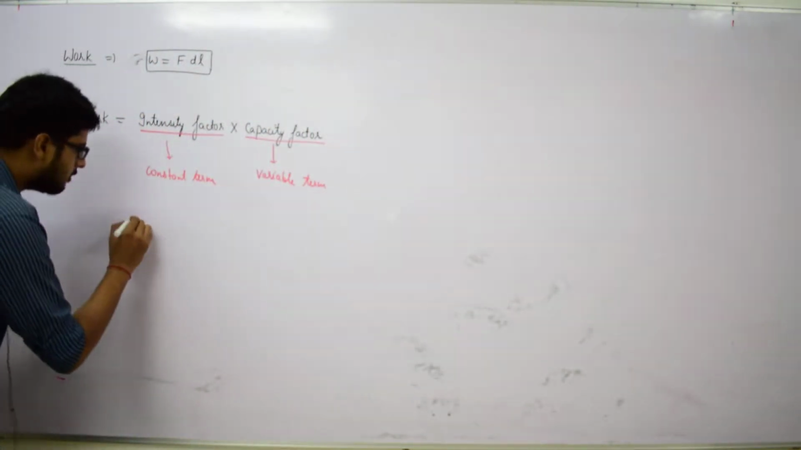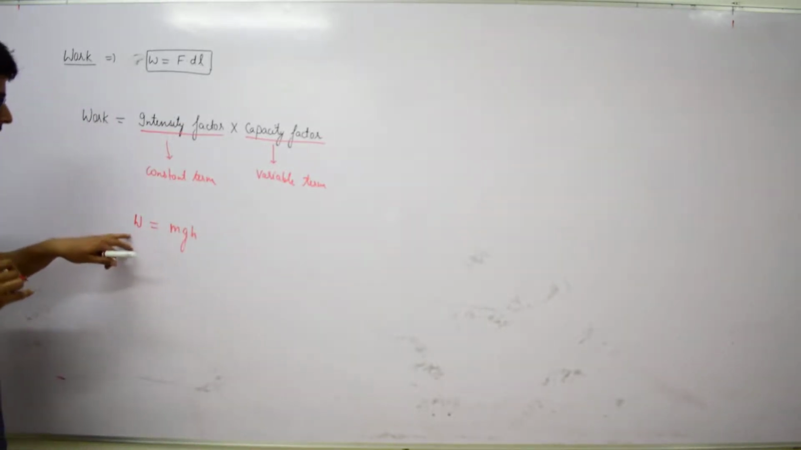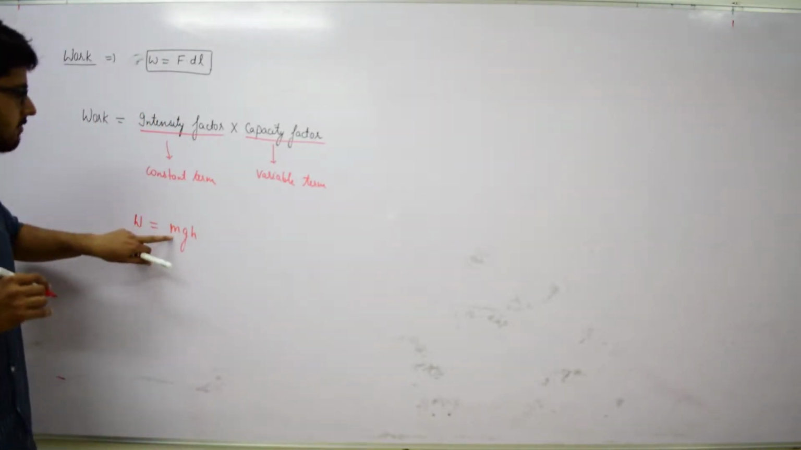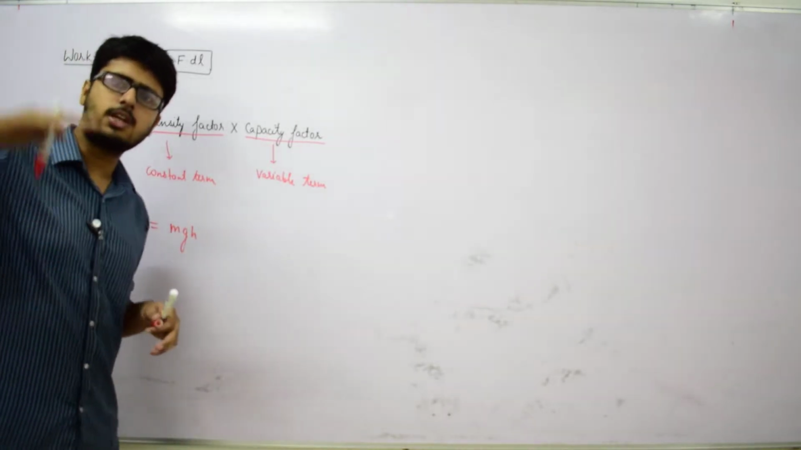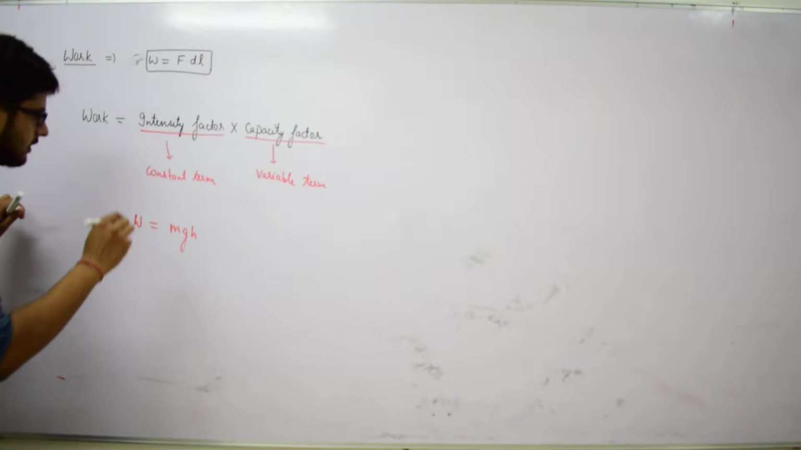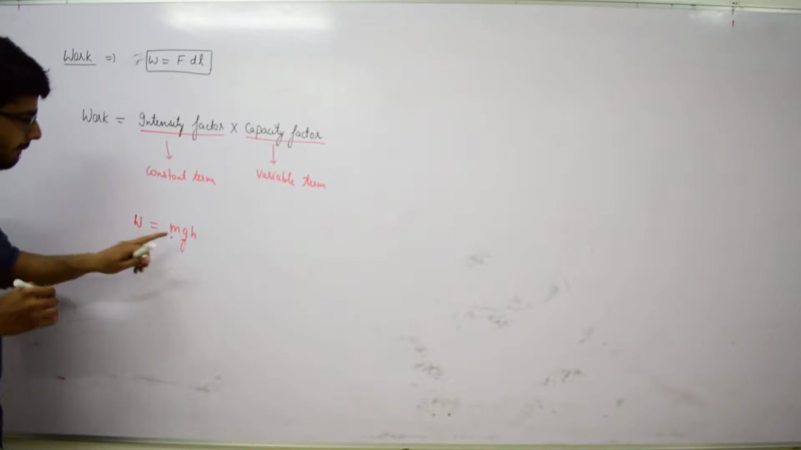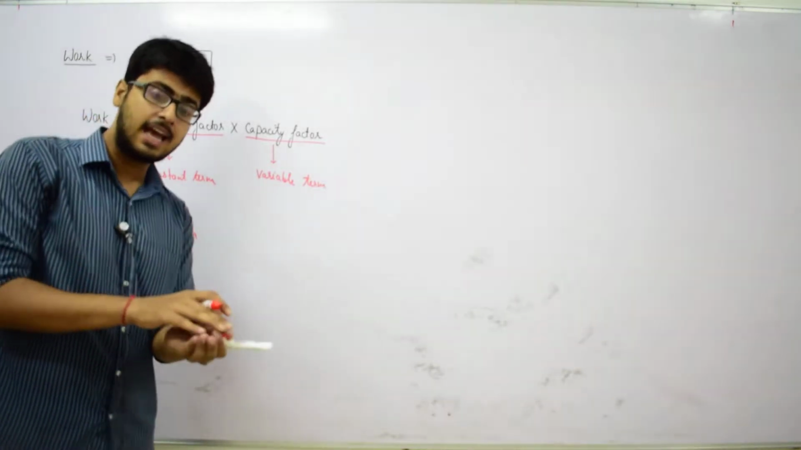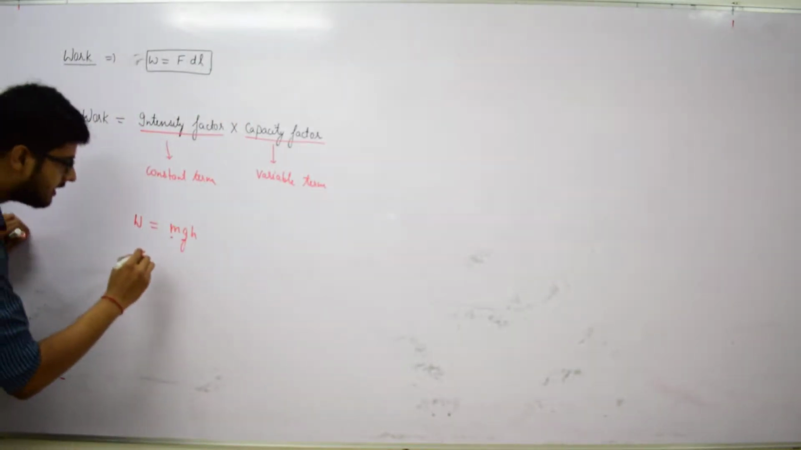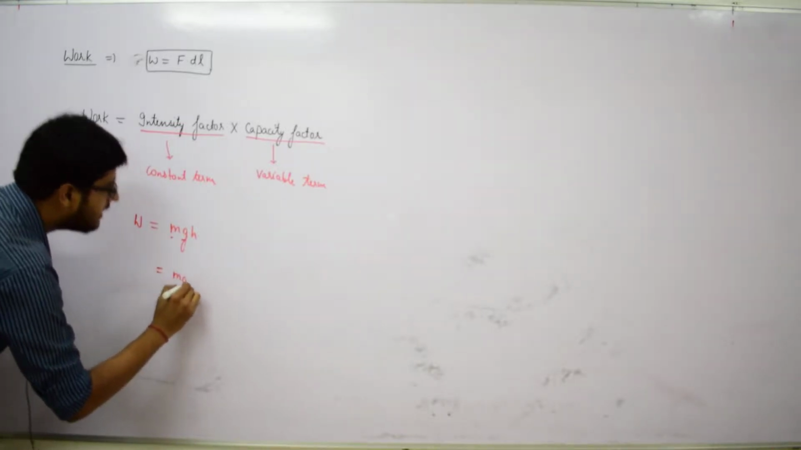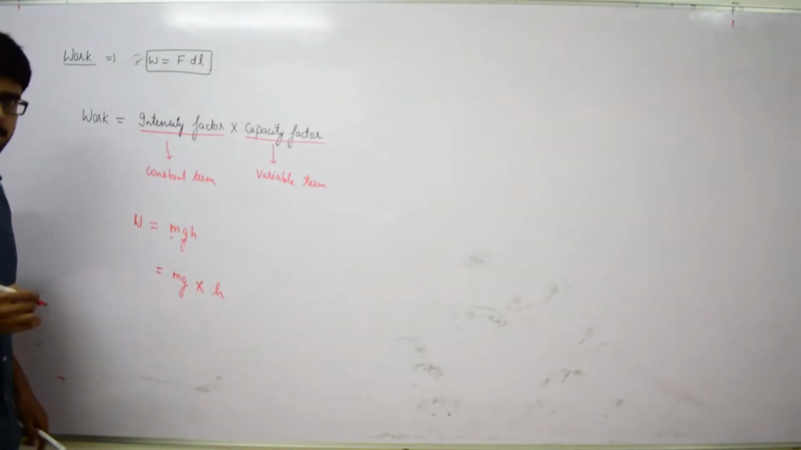Like if we take the example of work done due to gravity, that we can write W is equal to mgh, where m is the mass of the body, g is the acceleration due to gravity, and h is the height of the body above the surface or above the platform. So, in this case, this mass will remain constant, gravity will remain constant, but h value will increase as the distance will increase from the surface or from the platform. This means that in this case, mg is our intensity factor and h is our capacity factor.